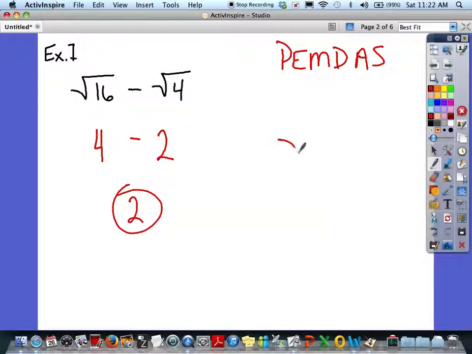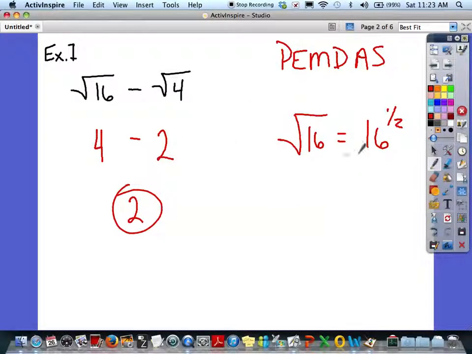I'm not expecting you guys to know this yet, but this means the same thing as 16 to the 1/2 power. Okay, just so you know. So these are considered exponents when it comes to PEMDAS. So you do those before subtraction or anything like that.